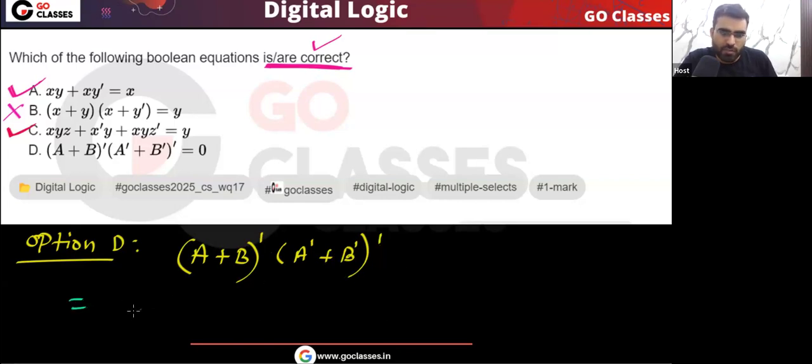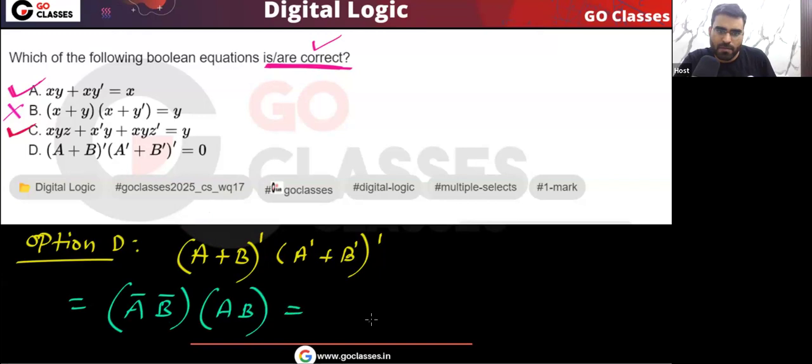So let's apply the De Morgan law. Here we will get A bar, B bar, and here we will get AB. Now that is very simple. Basically, you got A bar, B bar, and that is 0. So yes, option D is also correct.